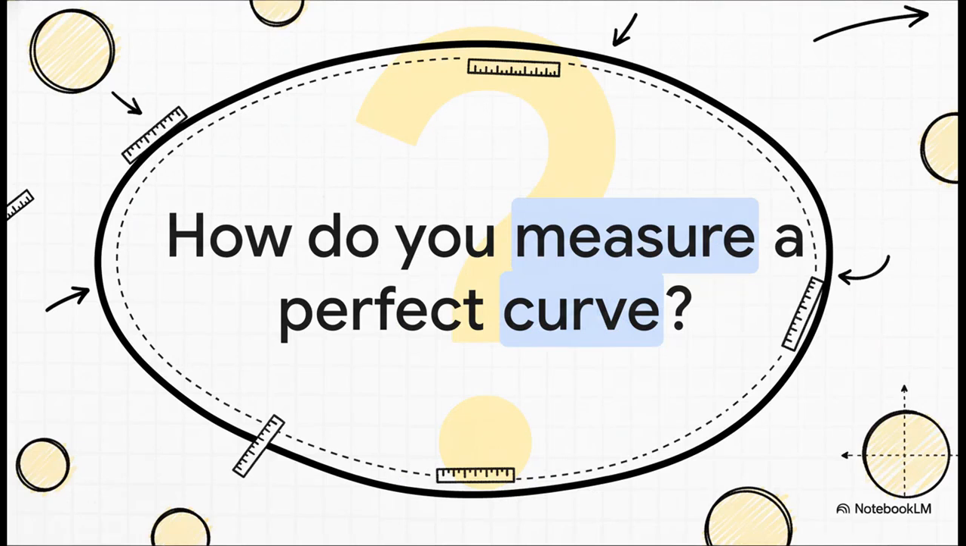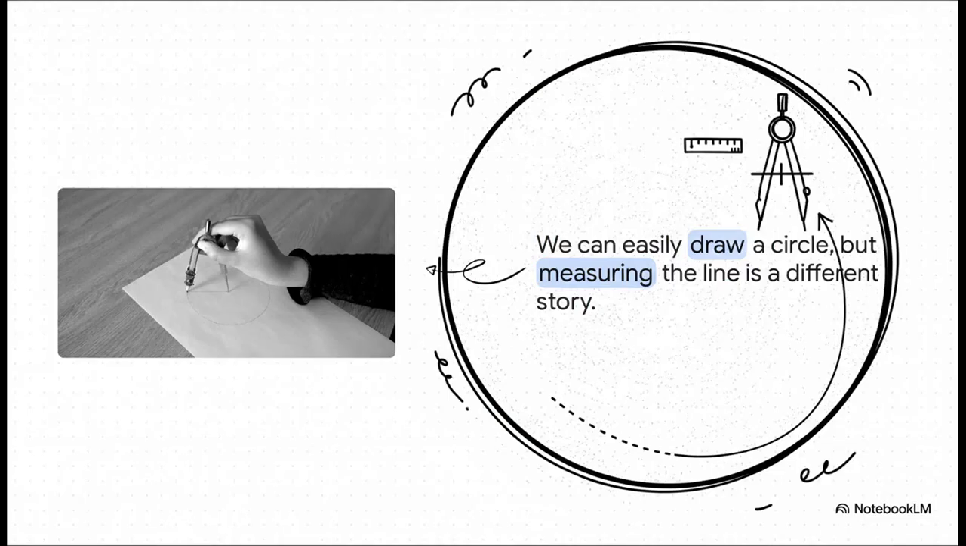How in the world do you measure a perfect curve? I mean, think about it. You can't just take a straight ruler and lay it flat against a circle's edge, right? It's actually a way trickier problem than you might think. And what's so wild is that drawing a perfect circle is, well, pretty easy if you have a compass. But measuring that curved line you just drew, that distance all the way around, that's a totally different ballgame.